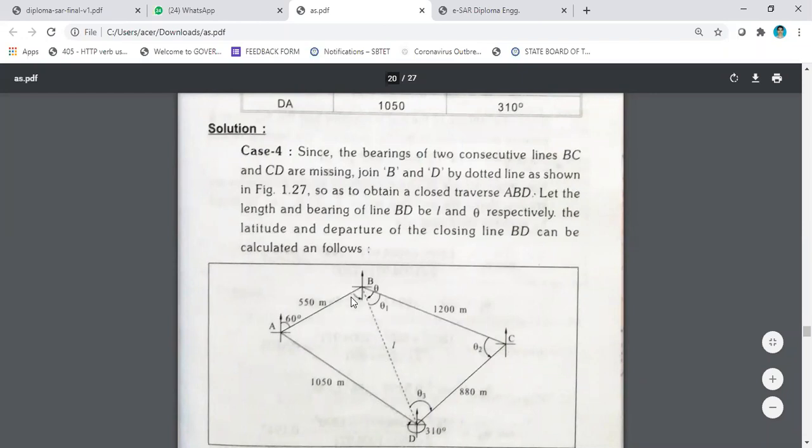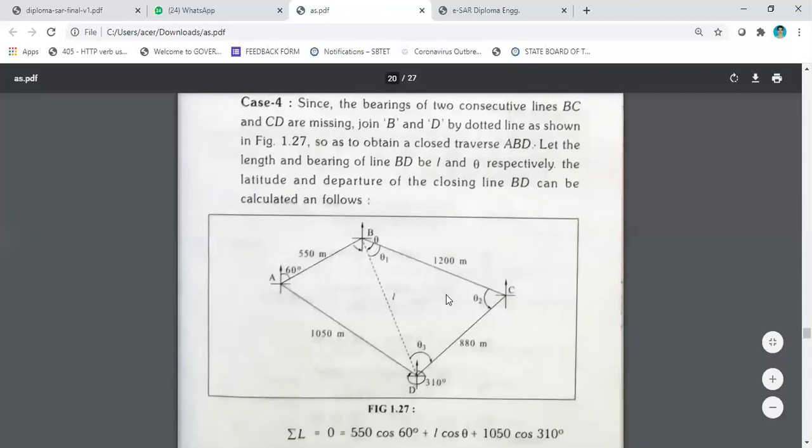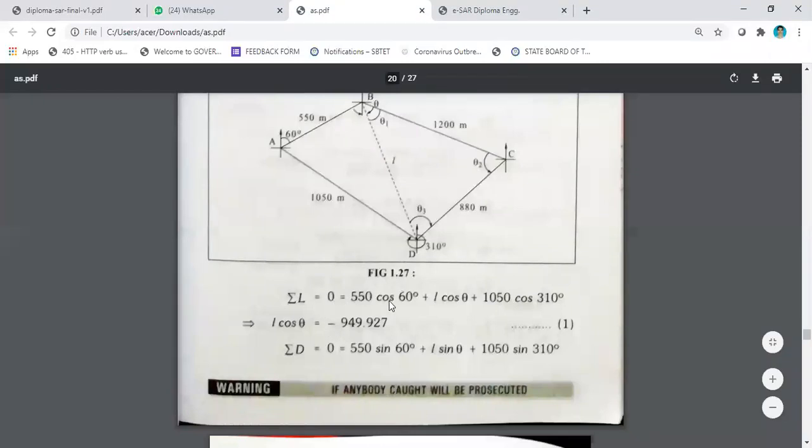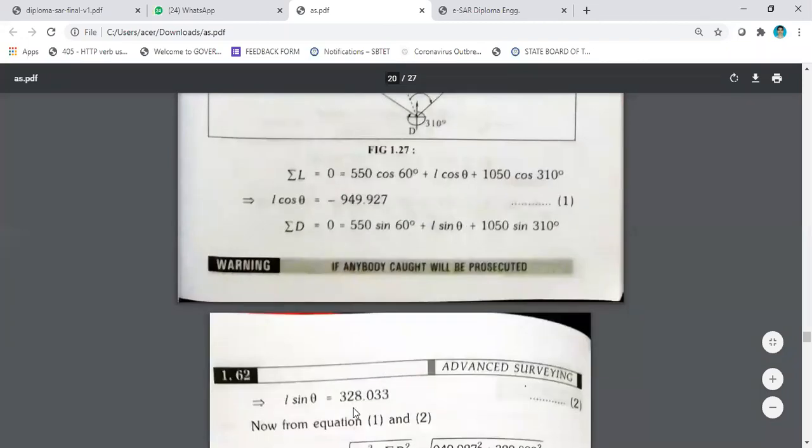So based on the first case, sigma latitude must be 0 and sigma departure must be 0. You can calculate the length and bearing of the closing side BD. Here let the length and bearing of BD be L and theta respectively. Then the latitude and departure of the closing line can be calculated as follows. Sigma L is equal to 0. When you apply this equation, L cos theta is the only unknown and you can calculate this. Similarly, when you apply sigma D is equal to 0, again L sin theta is the only unknown. You can calculate L sin theta.